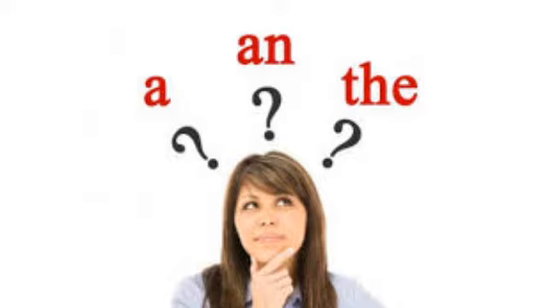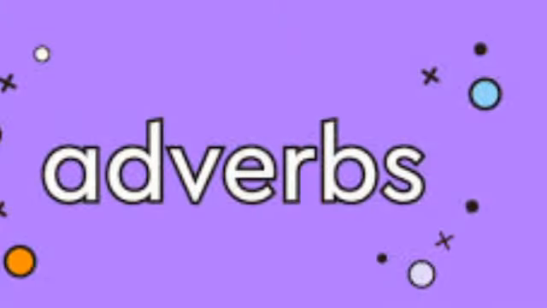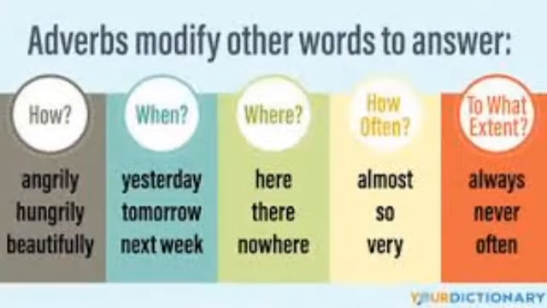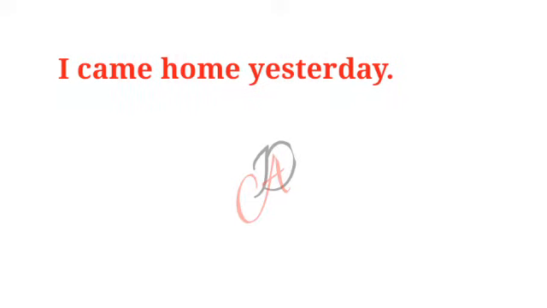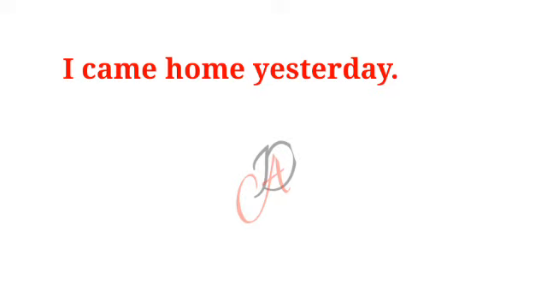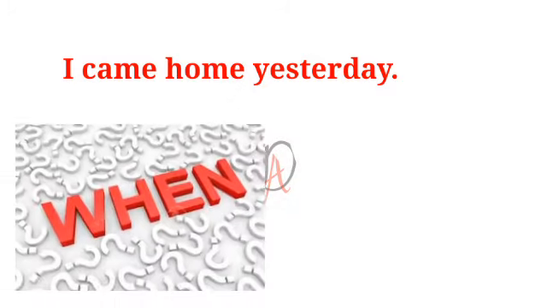Okay, let's move on to the other parts of speech. Adverb. What are adverbs? Adverbs give information about verbs, adjectives, and adverbs. So these are really important words. You see, they can do a lot of things. And adverbs usually answer questions like when, why, how, in what way, etc. Look at the example. The first example, I came home yesterday. In the given sentence, yesterday is an adverb because it answers the question when.